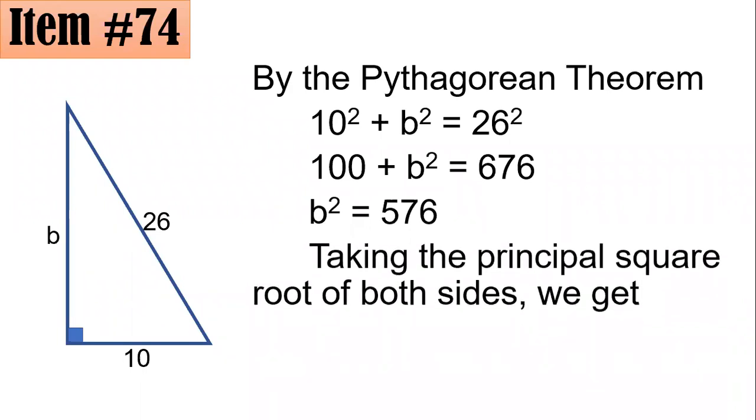And taking the principal square root of both sides, when we say principal square root po, it's just the positive square root. Supposedly, it should be plus minus the square root of 576. But again, the length of a ladder is positive by nature. So the principal square root of 576 is 24. Hence, letter A is the correct answer.